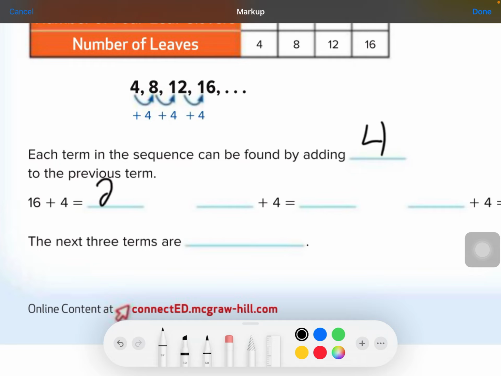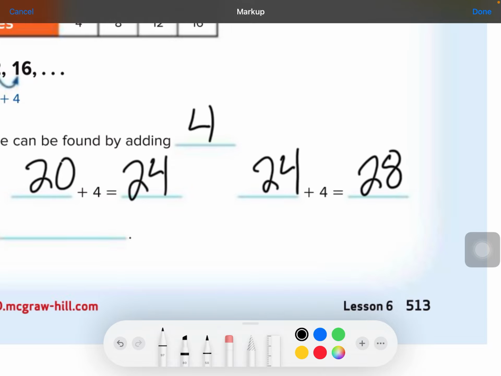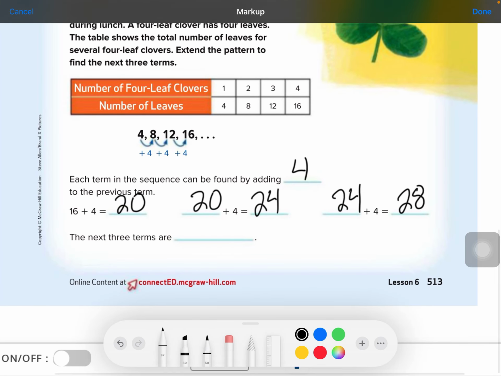So 16 plus 4 is 20. And then we have 20 plus 4 is going to be 24. Then we're going to have 24 plus 4 is 28. So the next 3 terms are going to be 20, 24, and 28.